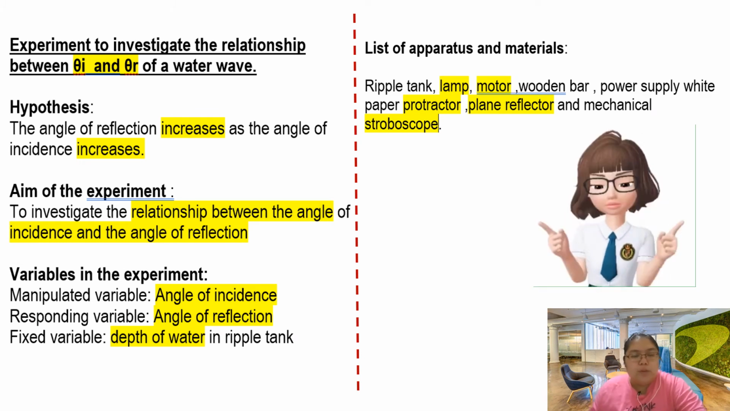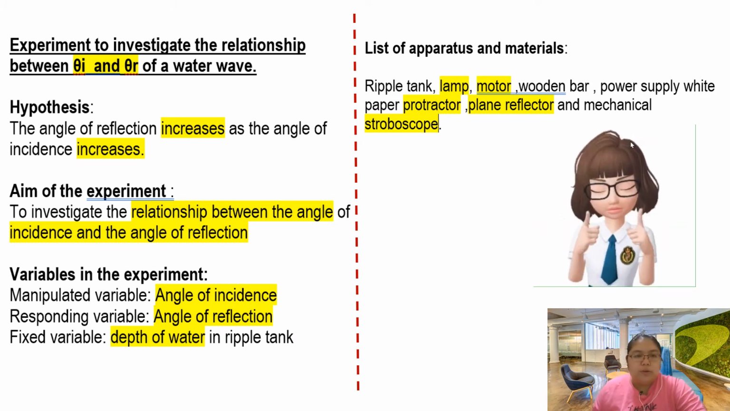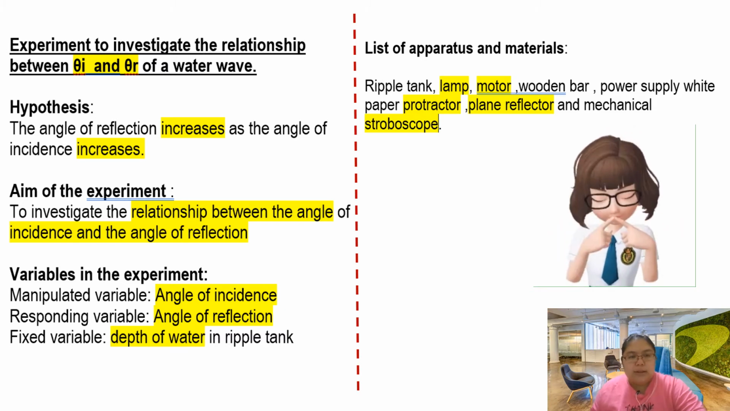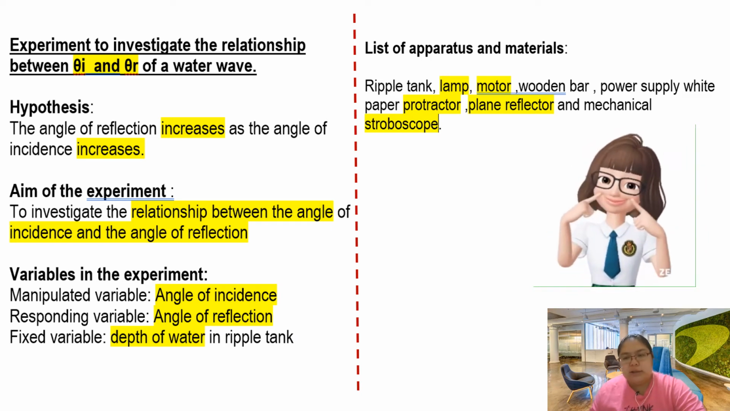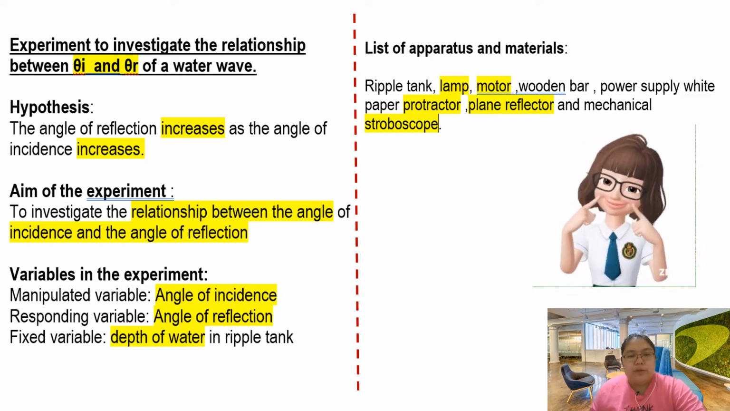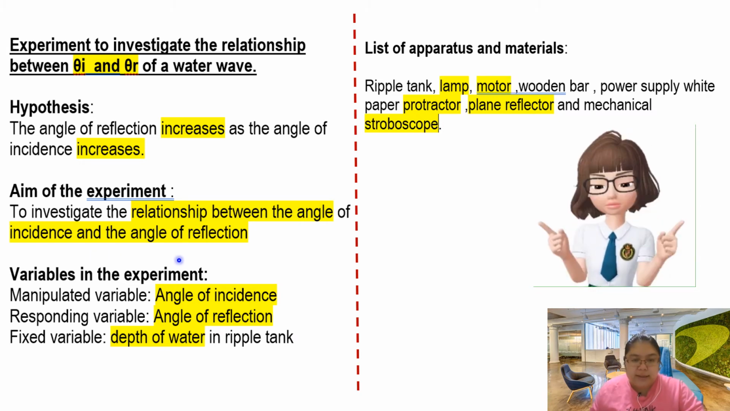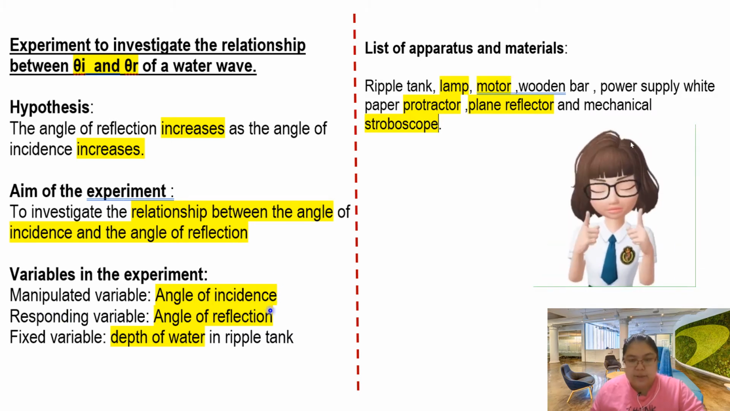Okay, for this topic, we have the experiment on the relationship between the angle of incidence, i, and the angle of refraction, r. From here, as the angle of incidence increases, the angle of refraction also increases. In this experiment, what we want to do is find the relationship between the angle of incidence and the angle of refraction. The manipulated variable is the angle of incidence, because you use the protractor to measure it, and the responding variable is the angle of refraction.